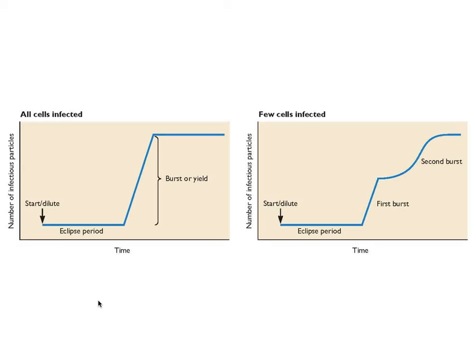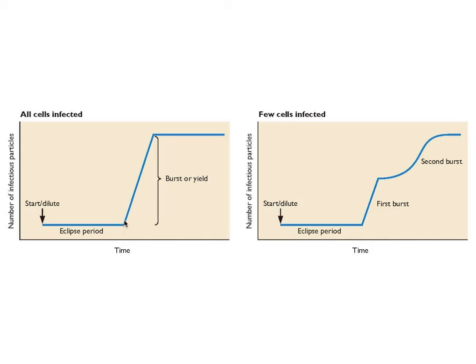Now, what did he get when he did this experiment? On the left is a graph showing the results that he got when he infected all the cells in a culture. So he put a lot of virus in so every cell would be infected. So we're measuring with time the number of infectious particles produced. So you can see initially, just after adsorption and he dilutes the culture, for a period of time he didn't detect any virus infectivity. No plaques are formed from these infected phage bacteria. He called this the eclipse period because it was a period during which no infectivity could be detected.